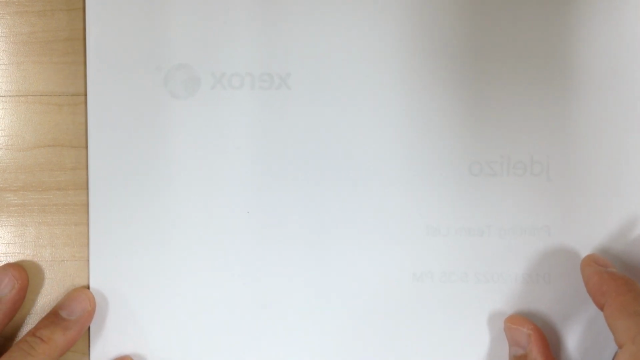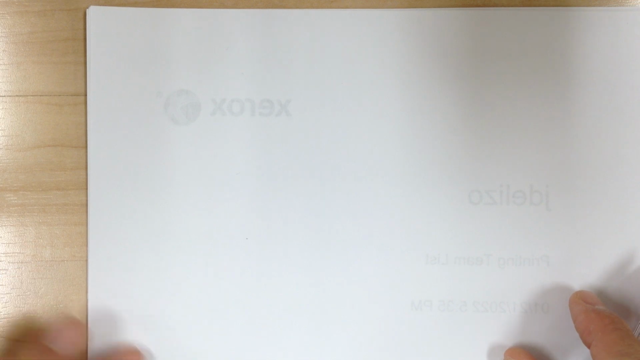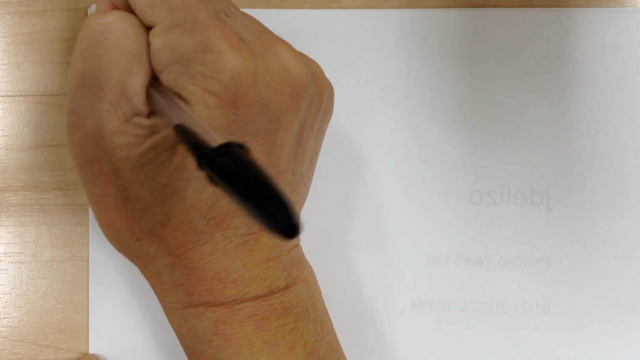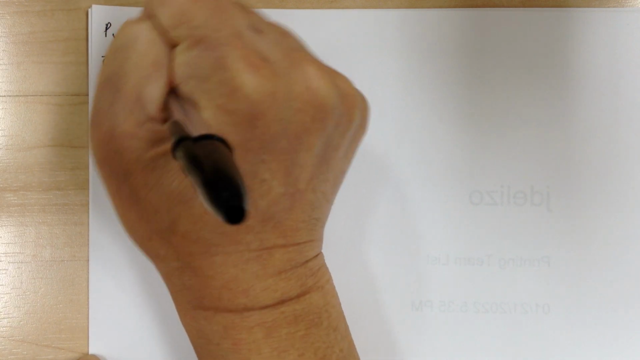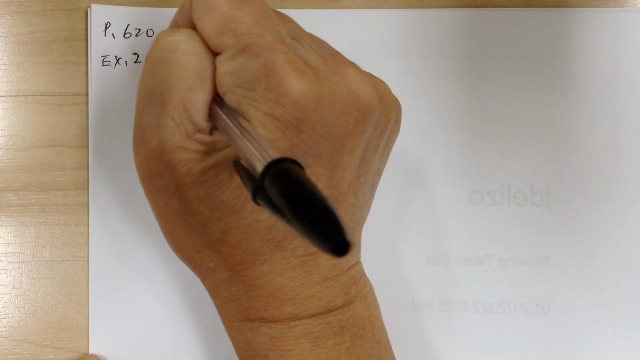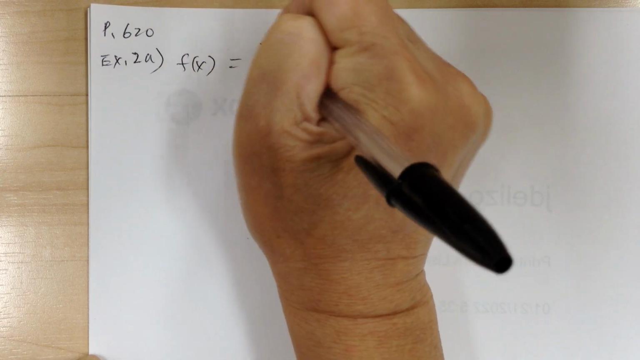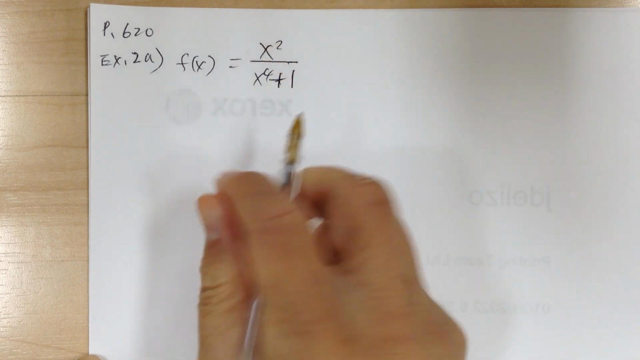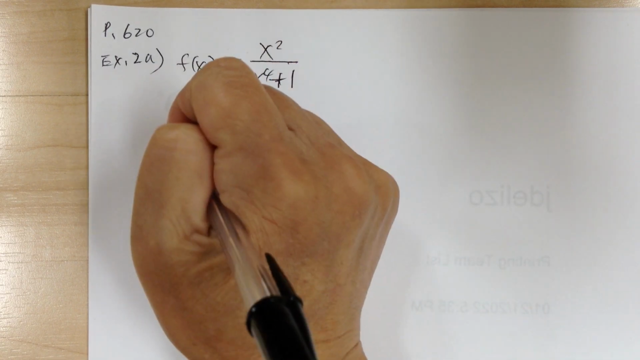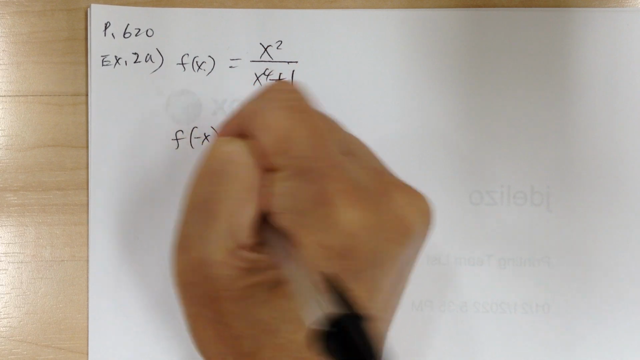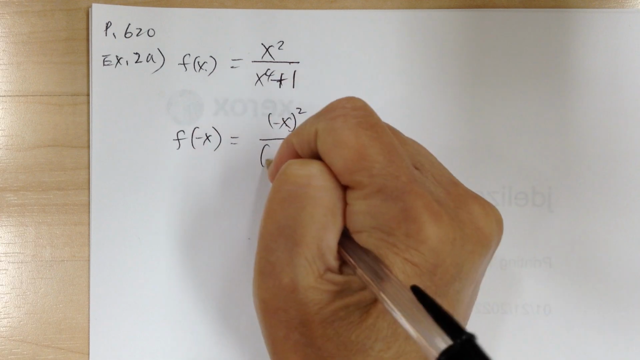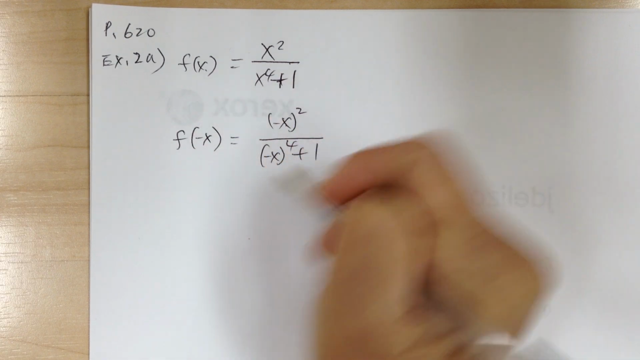But if the graph is not given, then this is how you can tell if it's odd, even, or neither by calculation. So on page 620, example 2a, you have f of x equal to x squared over x to the 4th plus 1. So what you want to do is figure out what is f of -x. So when x becomes -x, so again, x becomes -x, and you simplify.